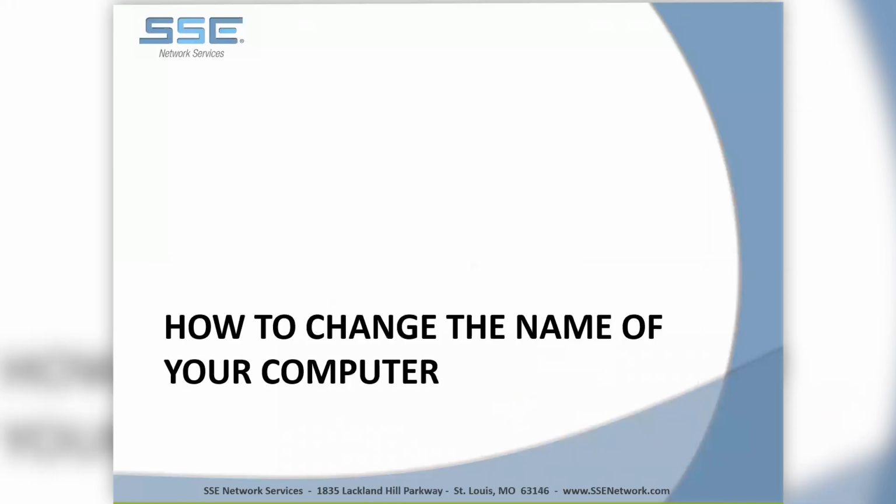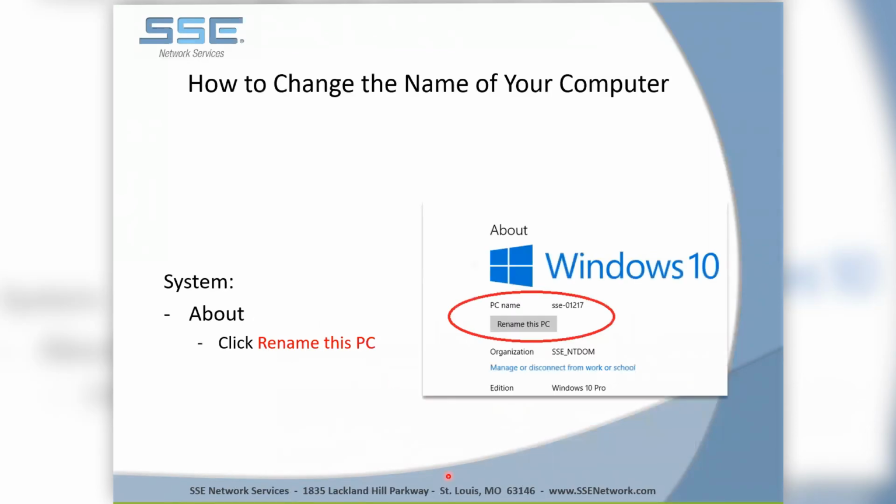And then finally, how to change the name of your computer. This is very easy to do. All you do is you go into your system. Again, you can remember Windows I. You can go in and go to the system. You can click About, and then you can go down and you'll notice this will be the current name of your computer. You can click Rename this PC, and that is a very quick way to change it to a different role or a different person's name.